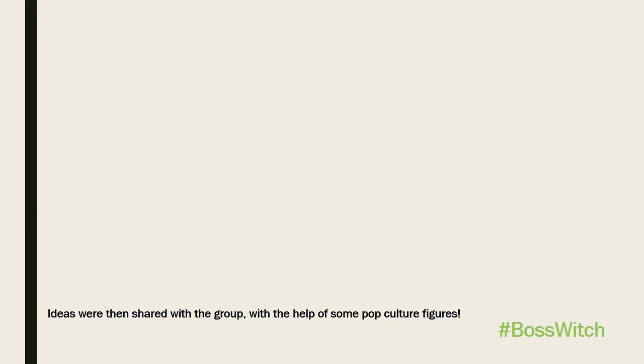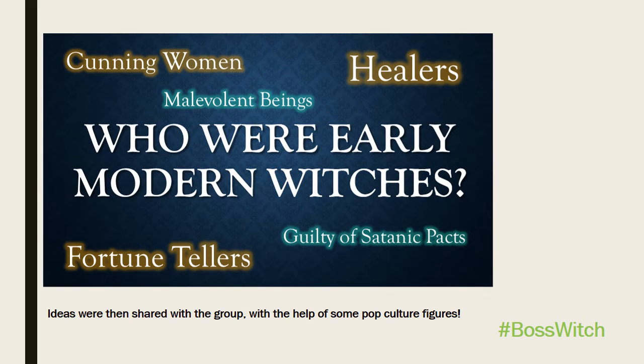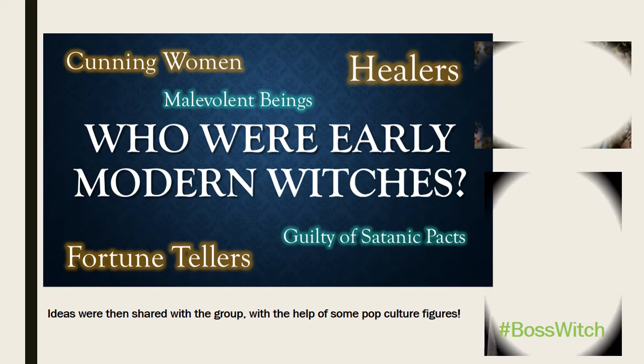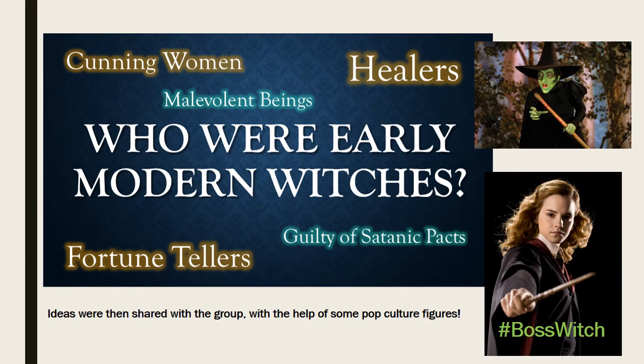Following on from that, we put all of the papers up on the wall so everyone could see what the other groups had done. And we then, as a group, shared ideas. So everyone was encouraged just to shout out an idea of what they thought an early modern witch might be. So different names for them perhaps, or things that they would have to do, perhaps a satanic pact, in order to get the powers that were associated with witches at the time. Had some pop culture figures turn up as well, the Wicked Witch of the West and Hermione Granger, #BossWitch.